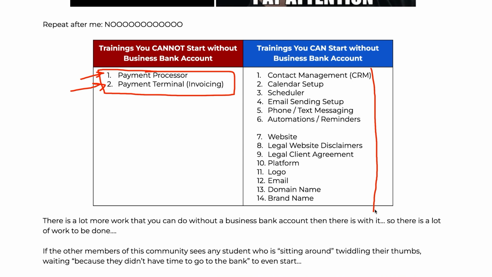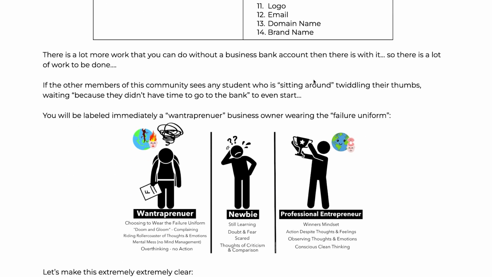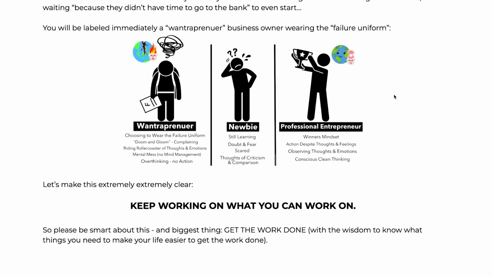And so anybody who sits around waiting to say, oh, you know what, I got to wait for my business bank account to get done before I can work on my business, they're making excuses for themselves. And then inside of the community, they are going to get labeled as a failure, as a wantrepreneur, because the truth is that professional entrepreneurs do not wait around for everything to be perfect. Like I showed you in that table, there's literally so many more trainings that you can do without having to wait for your business bank account.